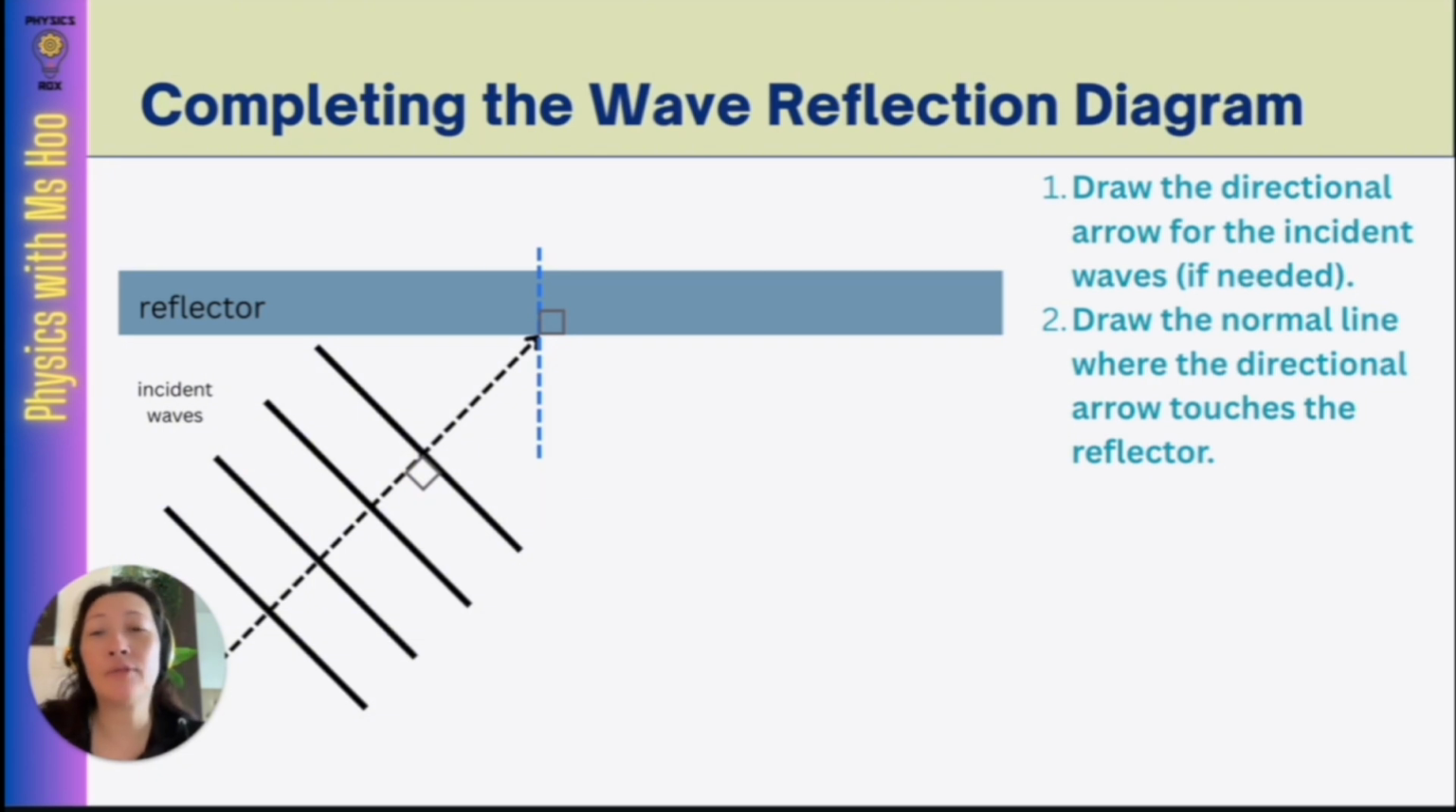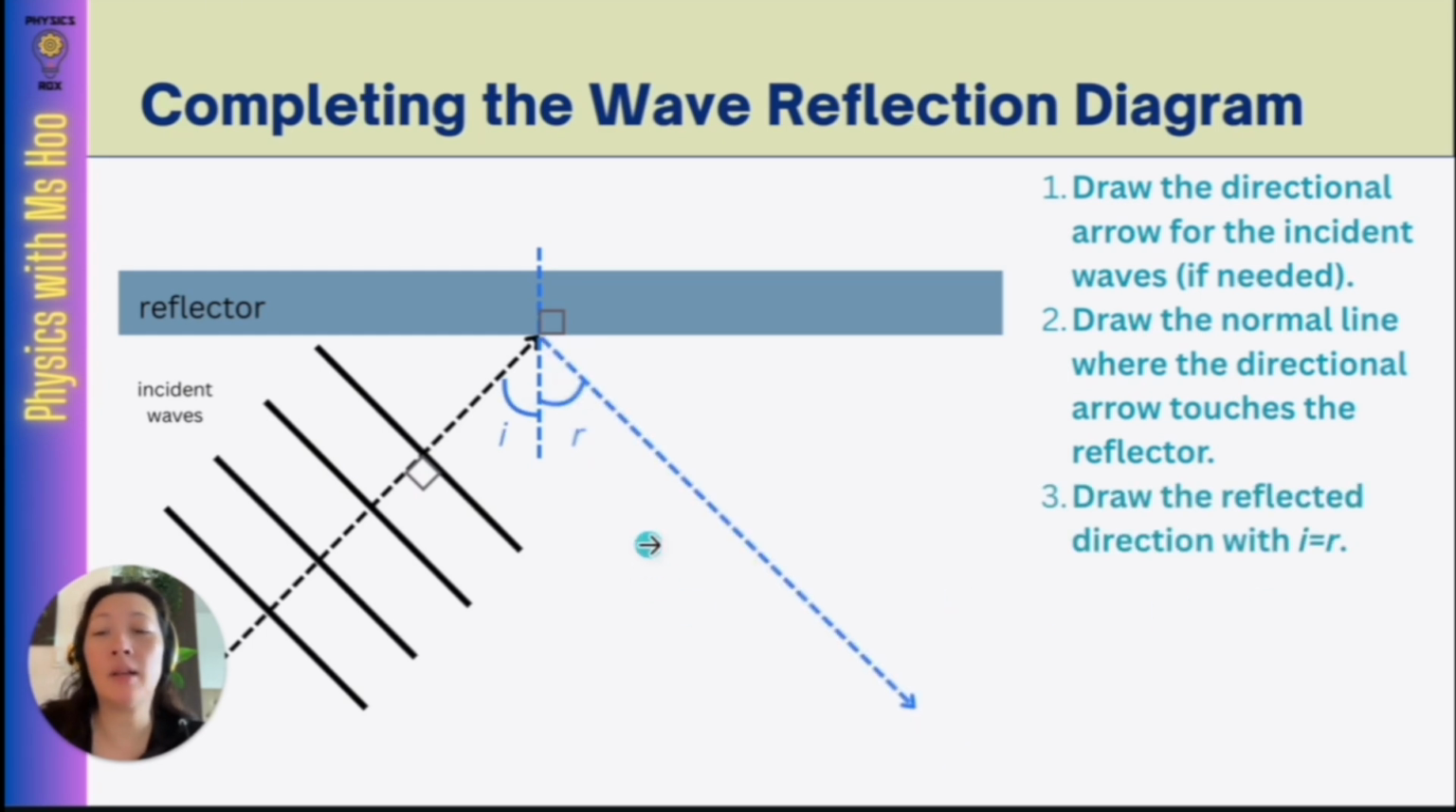Next, you need to draw the directional arrow to indicate how the waves are reflected, where the angles are equal on both sides. Remember that the angle of incidence and angle of reflection are measured from the normal line. So as you can see, I've labeled here, this is I, which is the incident angle, and this is R, which is the reflected angle. Both angles must be equal. You should be using a protractor in this case to make sure that the angles are equal on both sides.